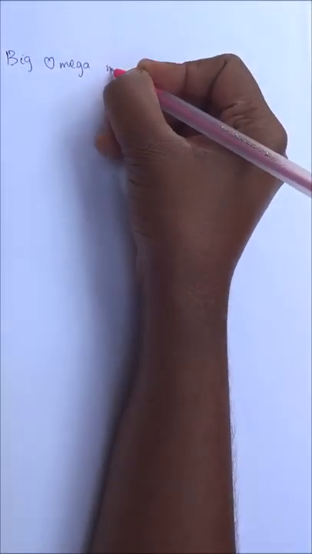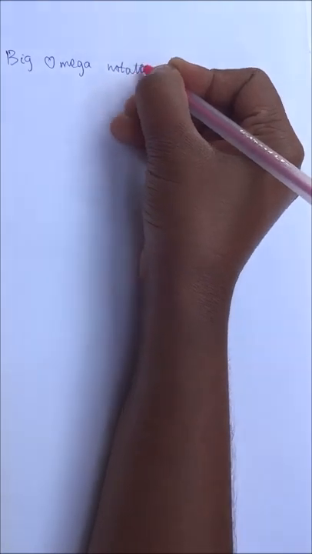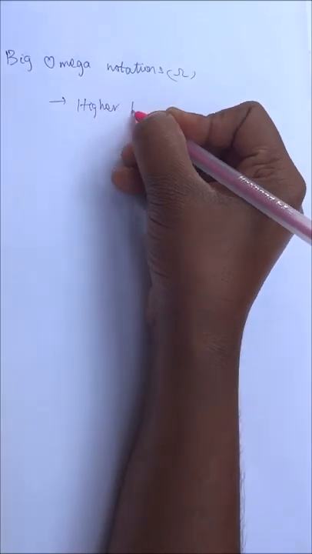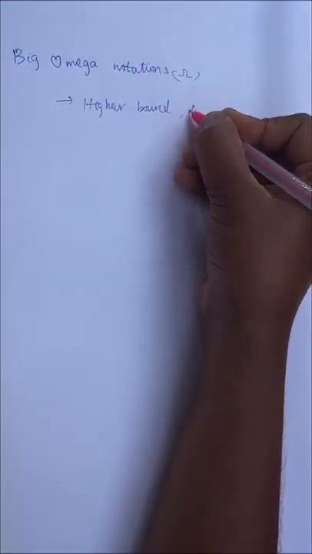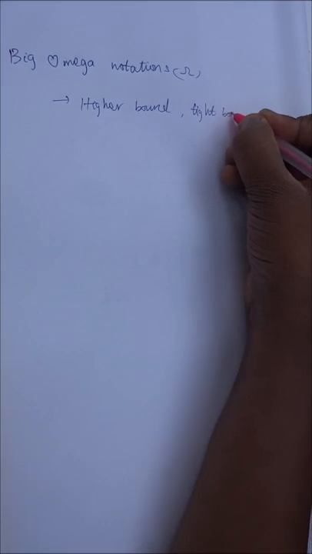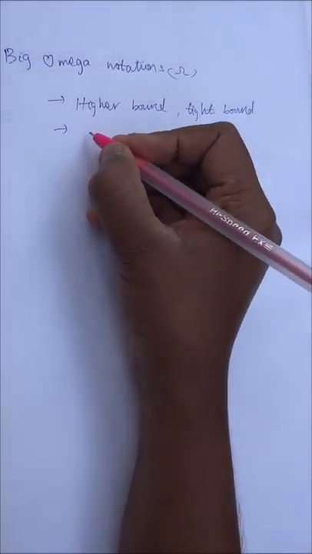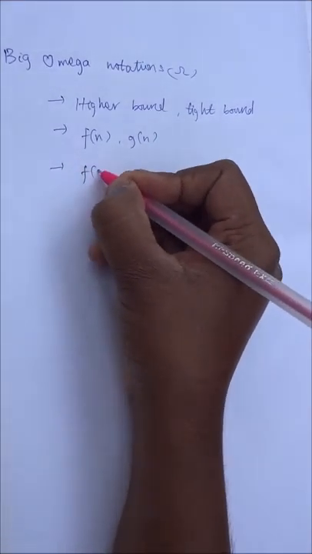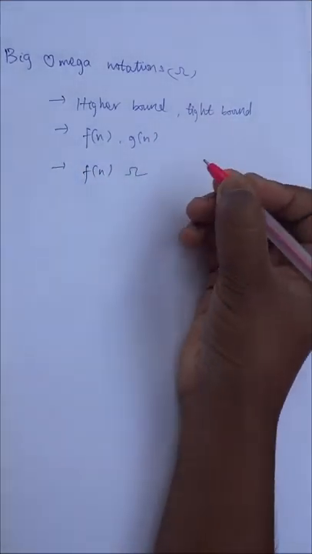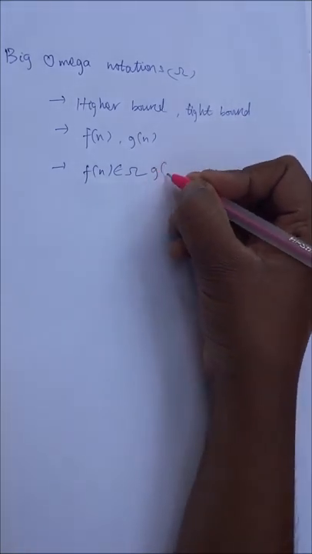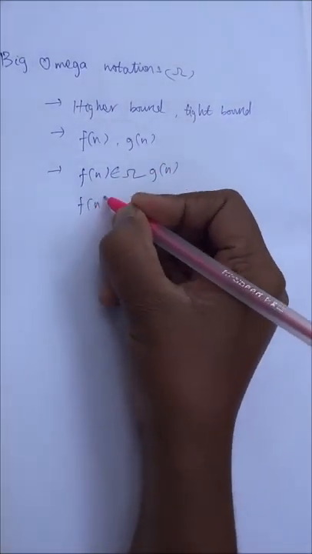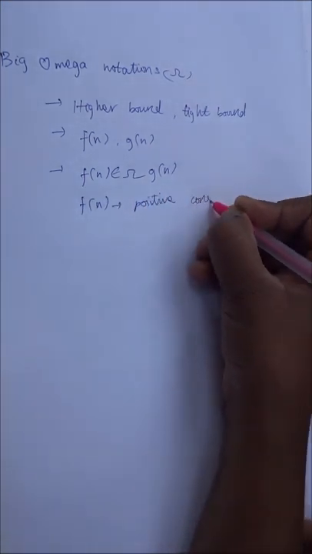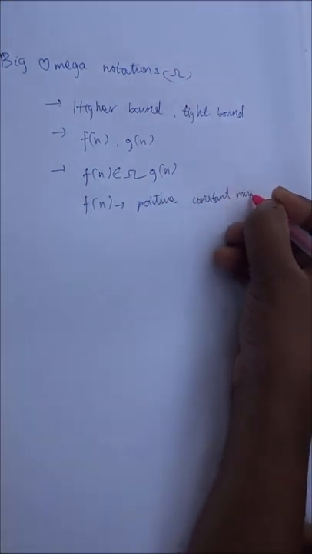Now we are going to see about big omega notation. It can also be called the lower bound notation. Here we consider two functions f of n and g of n. f of n is said to be in big omega of g of n if f of n is bounded below by a positive constant multiple of g of n.